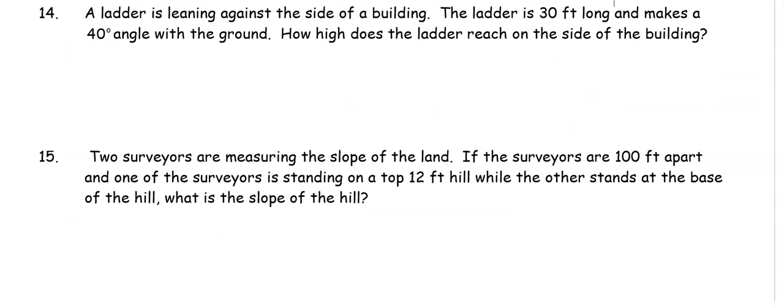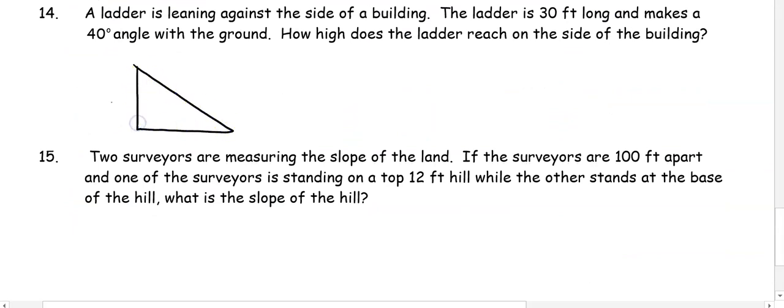In number 14, a ladder is leaning against the side of the building. Okay, so if this is our building over here, this is our ladder. The ladder is 30 feet long, and it makes a 40-degree angle with the ground. How high does the ladder reach on the side of the building? So how tall is that? So that is x on the vertical side.